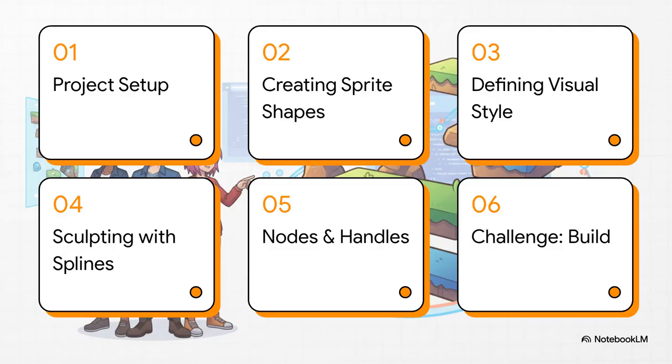So here's the game plan for today. We're going to start right at the beginning, setting up a brand new Unity project just to make sure we're all on the same page. Then we'll create our very first sprite shape and give it a totally custom look. After that, we dive into the fun stuff, the actual sculpting, where we'll use splines, nodes, and handles to shape our level. And to wrap it all up, I'm going to give you a little creative challenge so you can really put your new skills into practice.